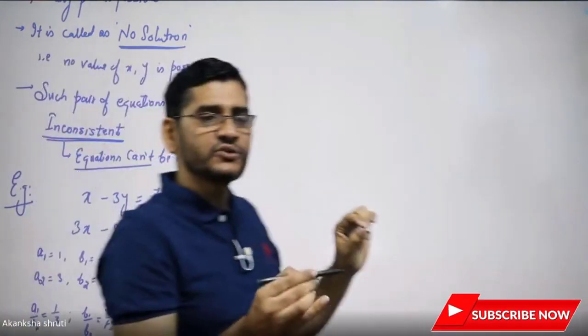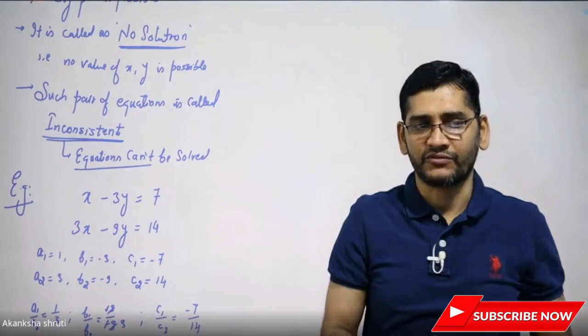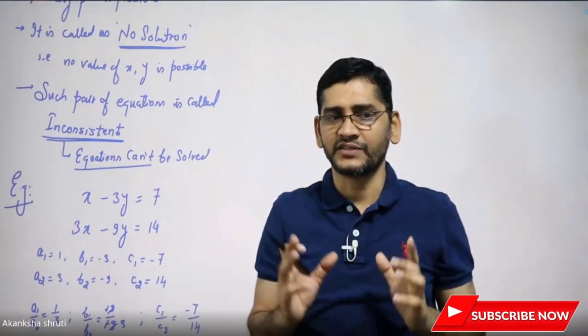Do not think 0 is the value of x and y. 0 is the number of pairs of x and y. So no such pair of x and y is possible.